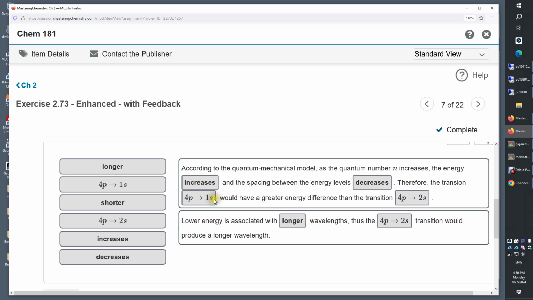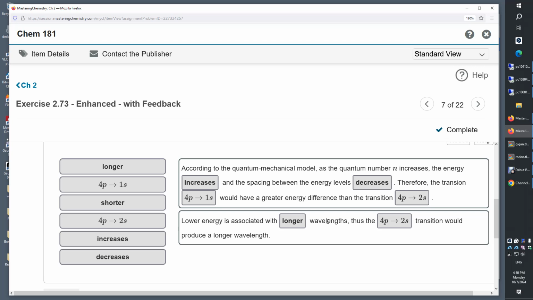And when you have a larger energy difference, that means this transition would emit a photon with larger energy. Larger energy means higher frequency. Higher frequency means shorter wavelengths. Conversely, lower energy means lower frequency, and lower frequency means longer wavelengths, because frequency is inversely proportional to the wavelengths.